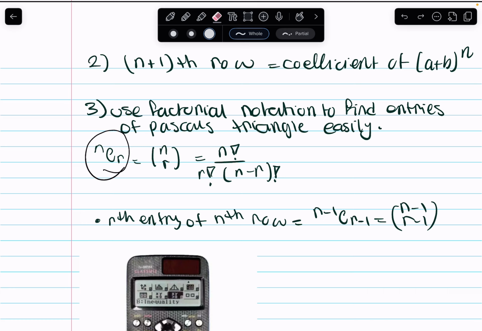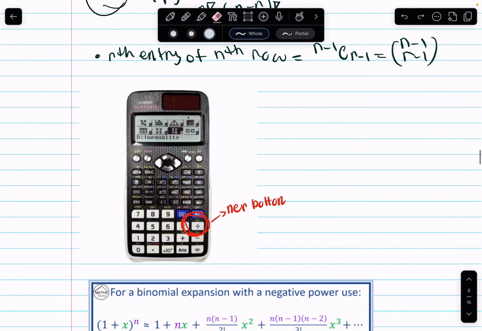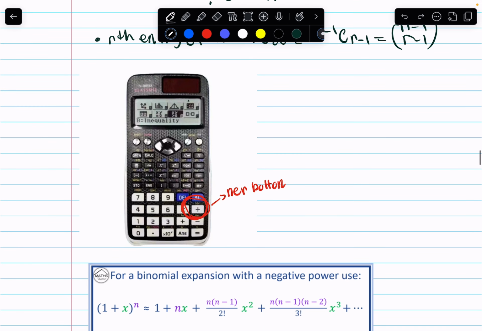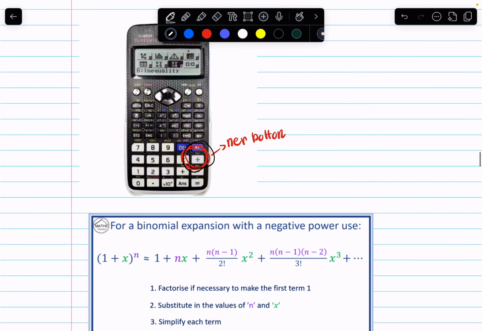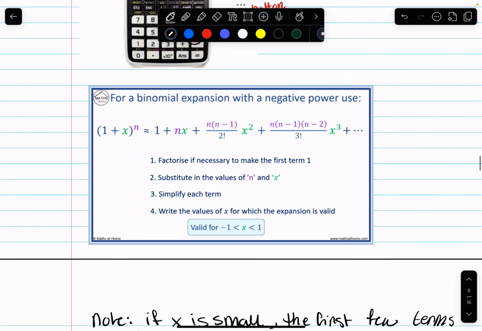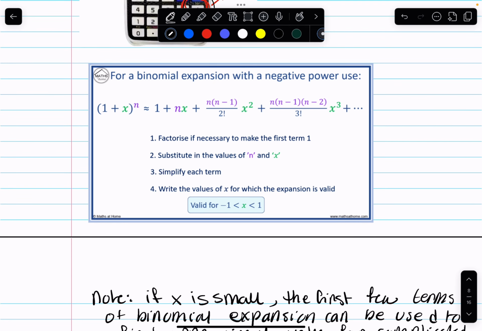Let me just check if this is on. Yes, this and the binomial series expansion are both in our data booklet, so you don't need to memorize them, just familiarize yourself with them. This is the nCr button we use on our calculators. Make sure you know where it is and you're comfortable using it. Again, this is given in the data booklet, and it's only valid for x between -1 and 1.